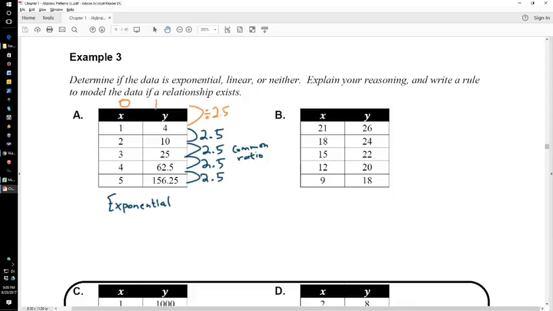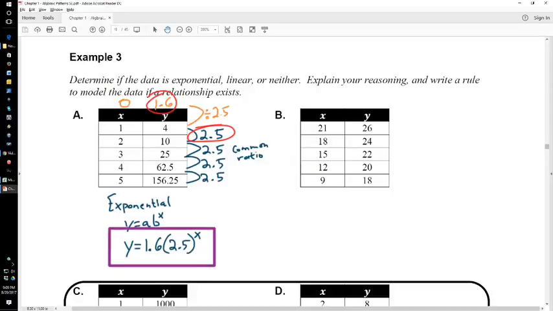Yes, it's 1.6. So we have our starting point, and we have our common ratio, which, remember, it's y equals ab to the power of x. So your starting point is 1.6, and your common ratio is 2.5 raised to the power of x. And there you go.